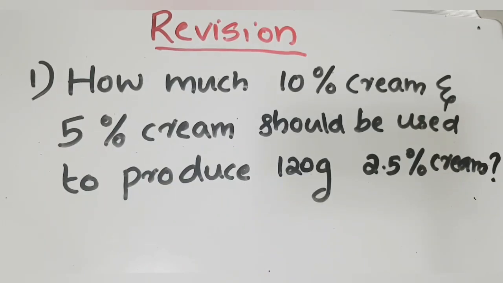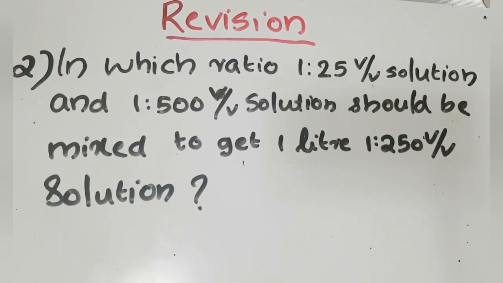First question: how much quantity of 10% cream and 5% cream should be used to produce 120 gram of 2.5% cream? Here you have to find out the quantity. Okay, so this is the first question. Second question: in which ratio should 1:25 volume by volume solution and 1:500 volume by volume solution be mixed to get 1 liter of 1:250 volume by volume solution? Okay, so these are the two revision questions for you.